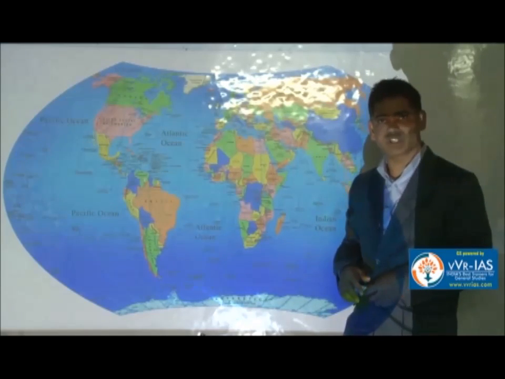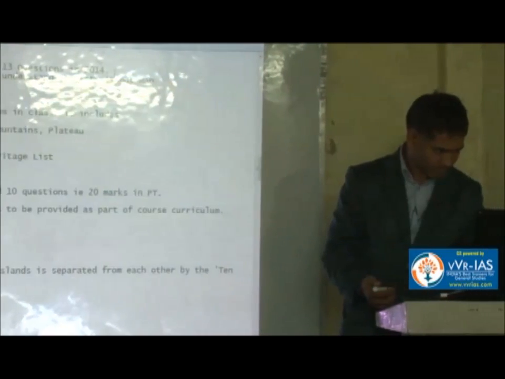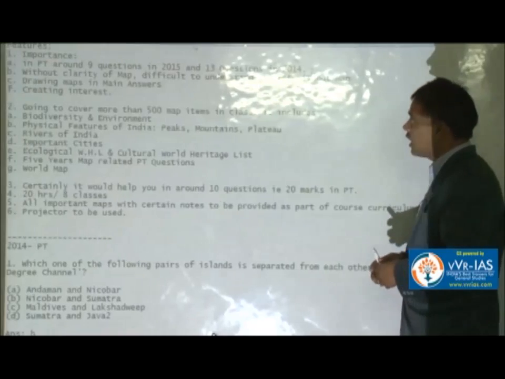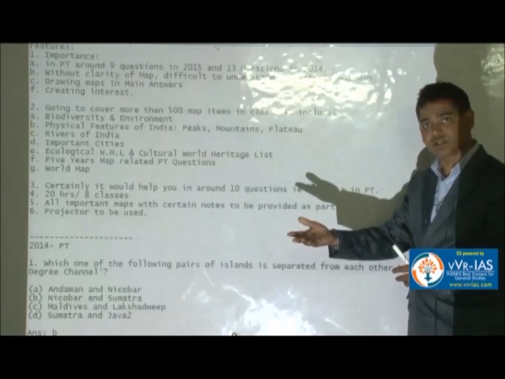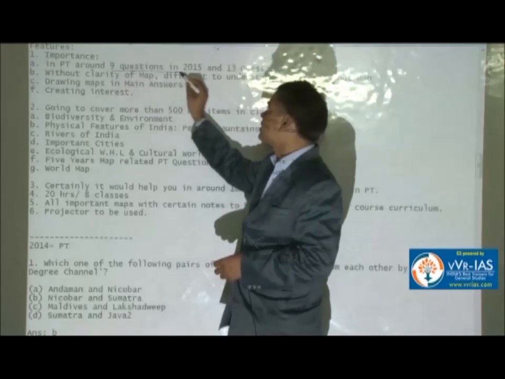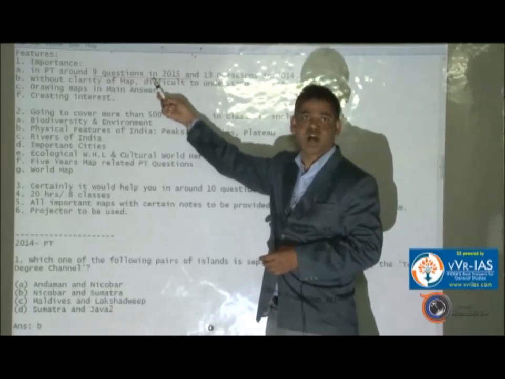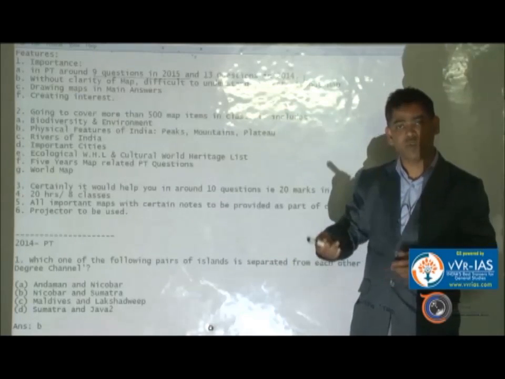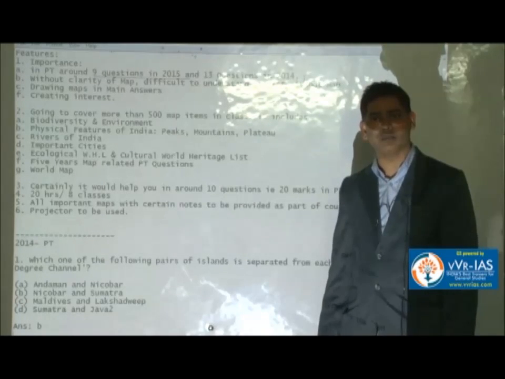Now let us discuss the features of our class in geography through map. This is the feature of our class. What is the importance of the geography through map class? Here we have written, and this is a fact also, that 9 questions were asked in the 2015 PT examination from geography through map. So 9 questions means 18 marks out of 200 marks, which you can achieve with a little effort, that is only 20 to 25 hours of time.